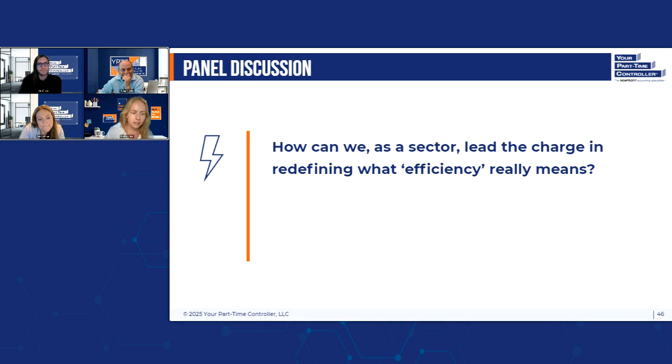So that brings us to our final discussion point. And I got a great question earlier on in the chat about this: how can we work together as a sector, as leaders in this sector, to redefine what efficiency really means here and push back at the demonization of overhead collectively?